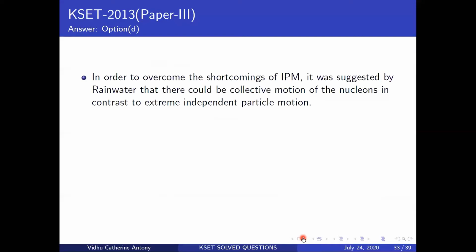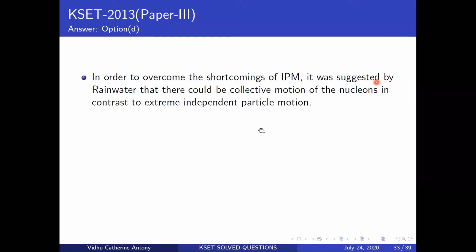This is basically talking about why the collective model came into the picture. The independent particle model had a lot of shortcomings, a couple of issues with Schmidt lines and things like that. You won't learn it right now; it's probably there in the general paper in your third semester. If you want to know more, ask me questions. I can send you some reading material on that.